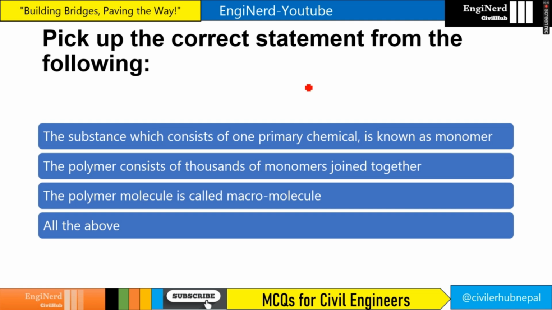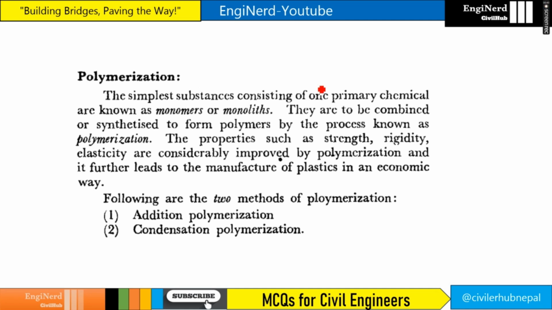Pick up the correct statement from the following. The substance which consists of one primary chemical is known as monomer. It is correct, right? The polymer consists of thousands of monomers joined together. This is also correct. The polymer molecules are called macromolecules. This is also correct, and all of the above is our answer, right? The simplest substances consisting of one primary chemical are known as monomers, and when they are combined, it is known as polymerization. There are two types of polymerization, basically addition and condensation.